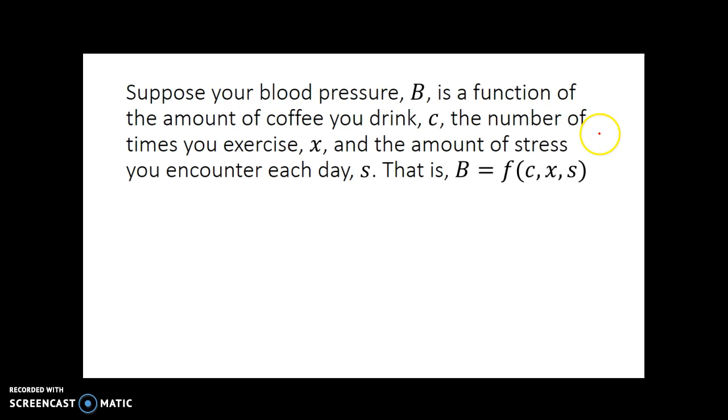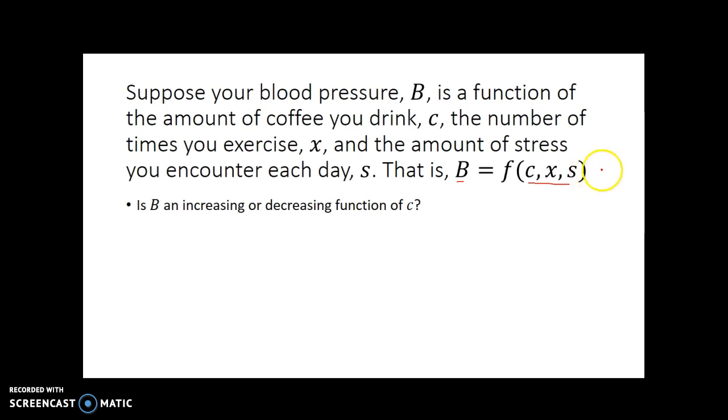All right. We can also talk about these kinds of functions. Let's say again that I have 1 output and 3 inputs here. B, the output, is my blood pressure, and I'm not going to give it units because that's not really important. It is a function of C, the amount of coffee you drink, maybe measured in number of cups or ounces, X, the number of times you exercise, maybe per week, and S, the amount of stress you encounter each day. And we have some questions about this. So what do we think?